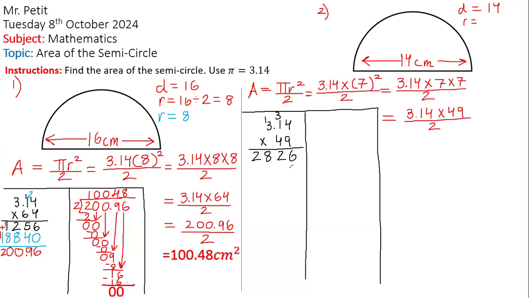Put a 0 as a placeholder. 4 times 4 is 16. Put the 6 down, put the 1 up. 4 times 1 is 4, plus 1 is 5. 4 times 3 is 12. We have to add these things.